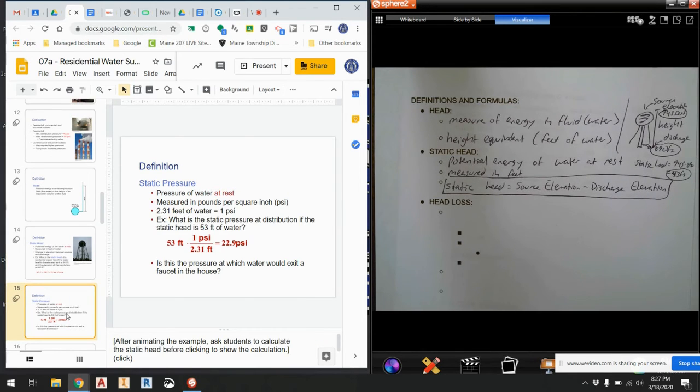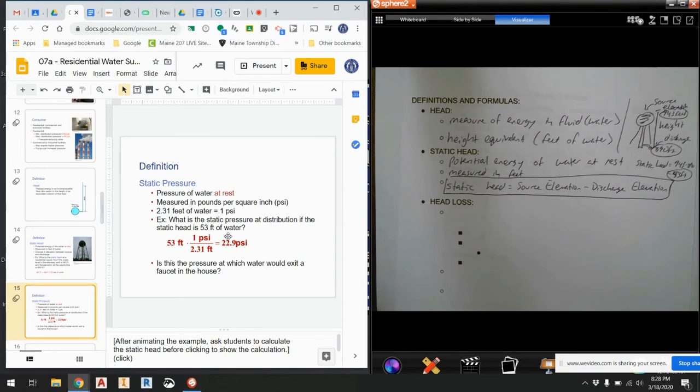So, before we talk about that, we can talk about static pressure. And static pressure is where you take the elevation of 53 feet of static head and you convert it to a pressure. So again, imagine you're 53 feet underwater. There's a pressure on your eardrums, right? And so the way you do that is you divide 53 by 2.31. That's the conversion from PSI to feet, and you get 22.9 PSI.